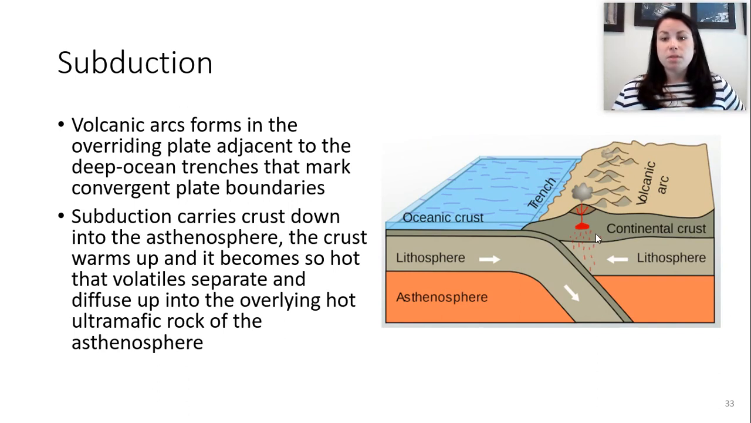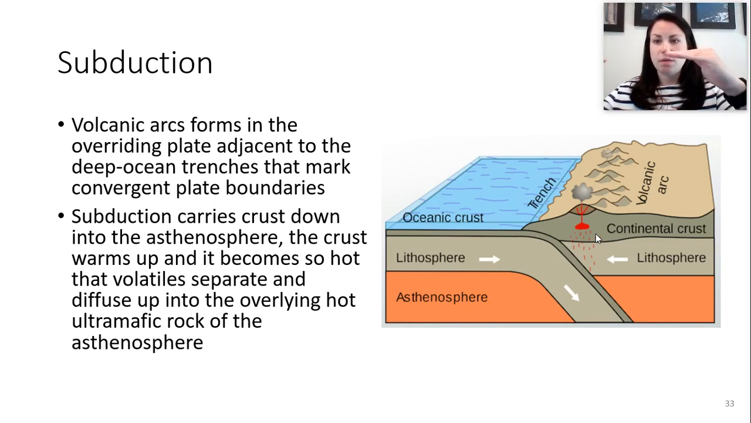So let's look at subduction zones. A reminder, a subduction zone is where we have two plates converging together and one subducts under the other. This is a convergent boundary. So volcanic arcs can form in the overriding plate adjacent to the deep ocean trench. And this is where we have the convergent boundary right here. And subduction carries the crust down into the asthenosphere, and the crust warms and becomes so hot that the volatiles separate.